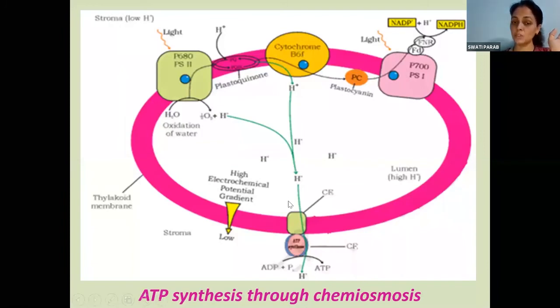Then there is release of protons. These protons will be used for the formation of ATP. Clear? So for now what you will do is draw this diagrammatic representation for chemiosmosis. Do it. Take a full page. You can keep your page horizontal and do it.